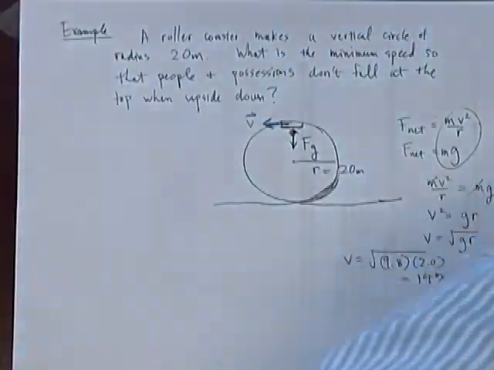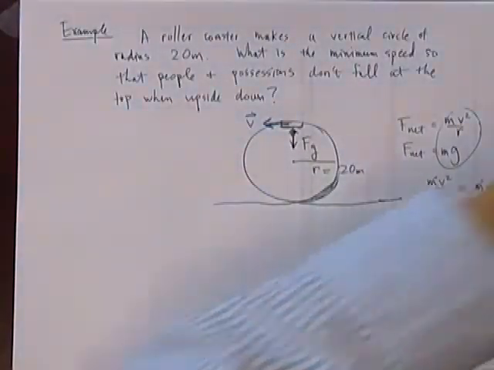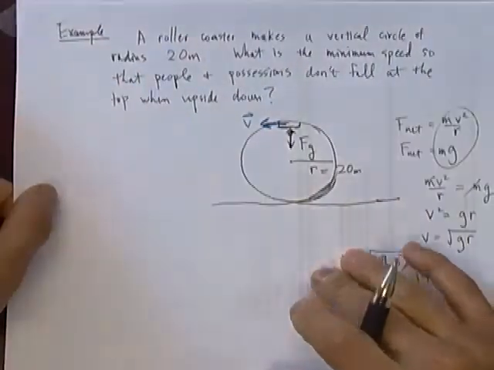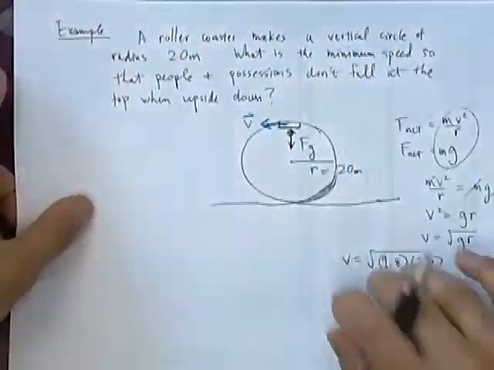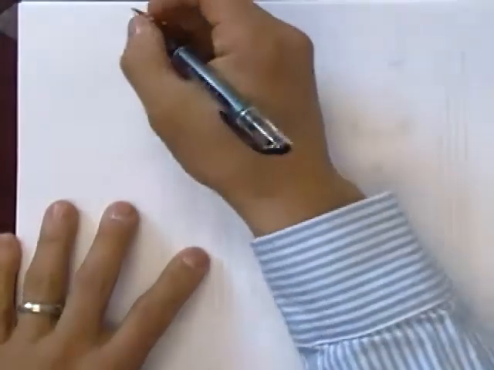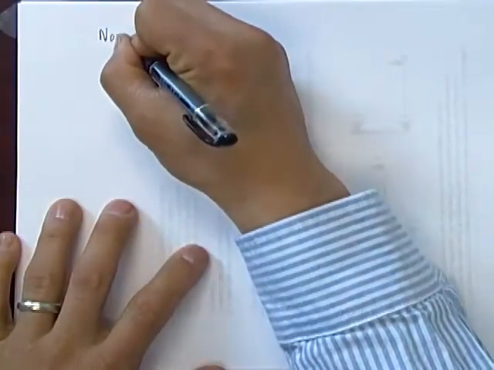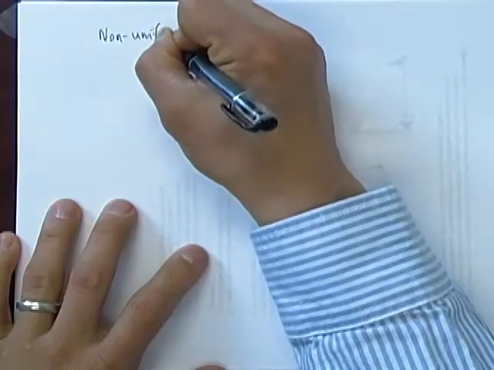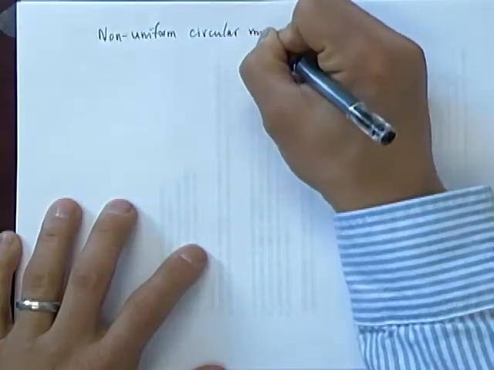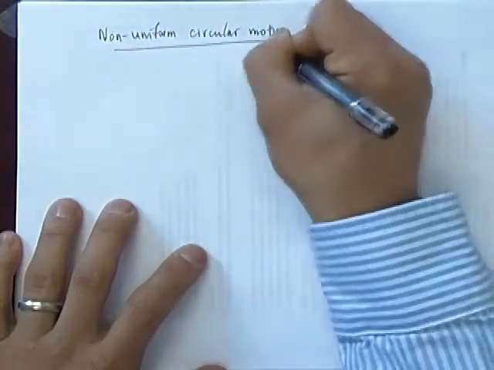Okay, now let's talk about a little wrinkle on top of uniform circular motion. If you have questions on this, again, please email me. Now, the next thing we'll talk about is non-uniform circular motion.